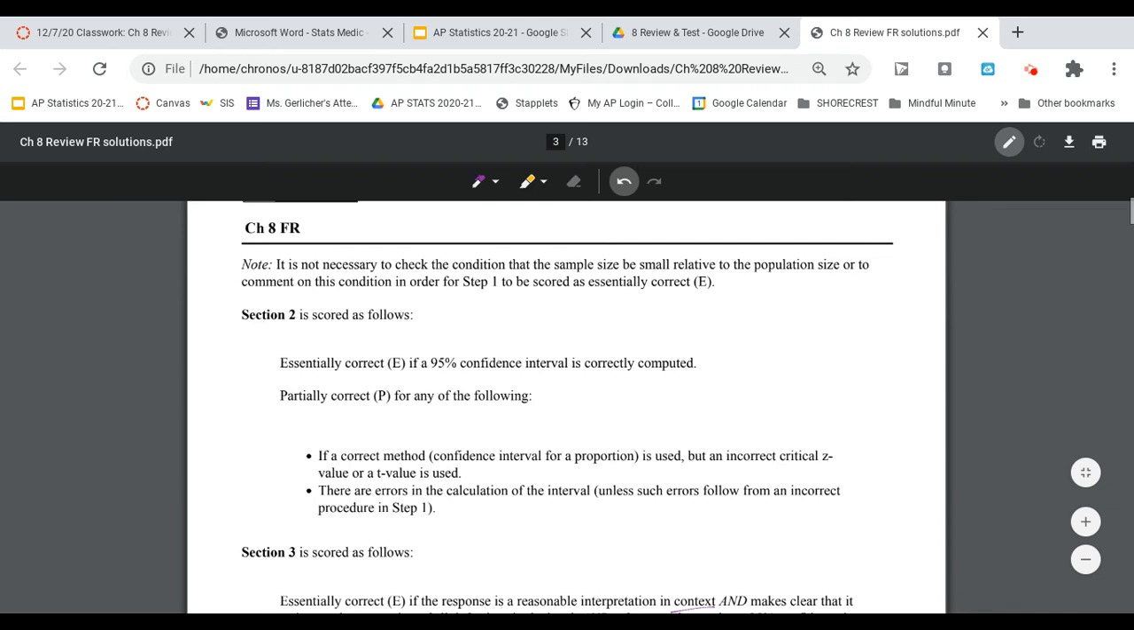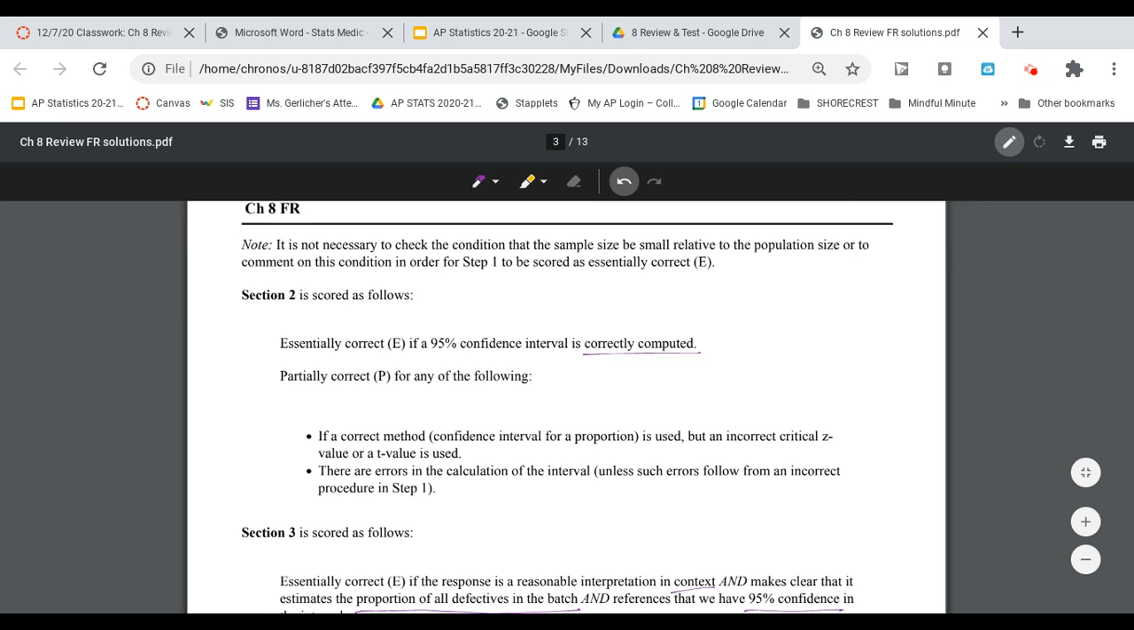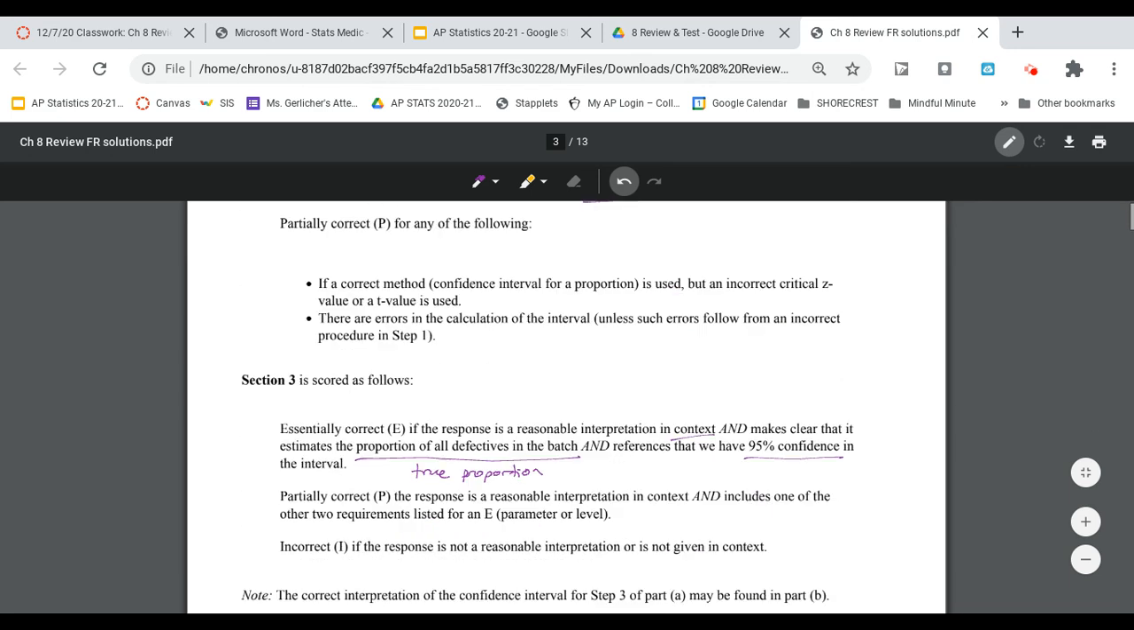Then the second chunk is about whether the interval was correctly computed. And they do give you some partial credit if you make some specific steps, which granted, they won't know that you did that unless you show your work.